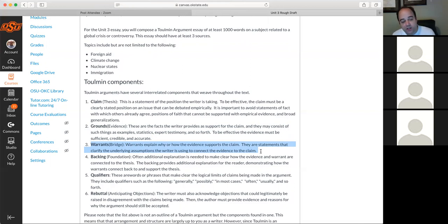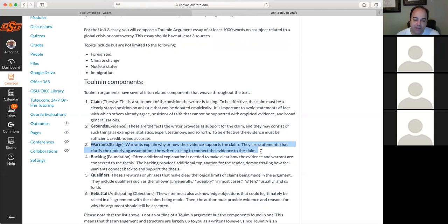So like, we should shut everything down to stop the spread of coronavirus. You can show that that's effective, but the warrant is going to ask you to say, is that something that we should do? Just because we can do it, should we do it? Does the need for public health outweigh certain individual rights, for example? And that's what a warrant is. Warrants deal with the ethical dimensions of your topic.